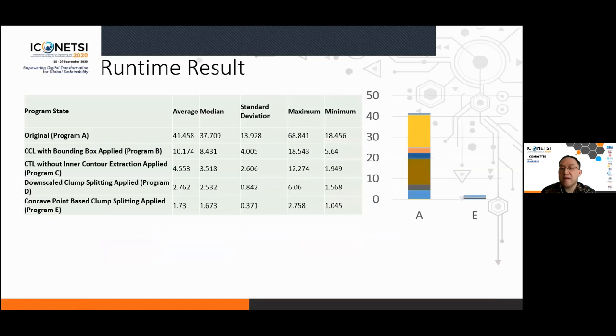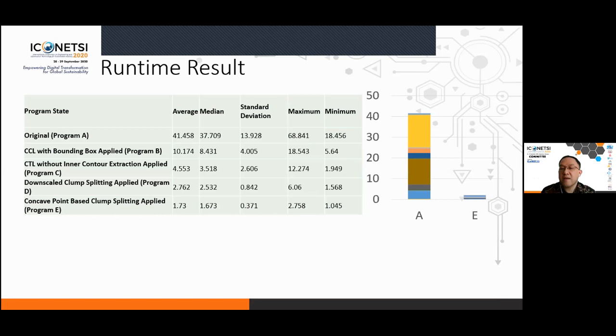So this is the runtime after the optimization is performed. We can see the original program on average takes 41.458 seconds per image. And then we can see that the program after optimization is performed on average requires only 1.73 seconds to analyze an image.